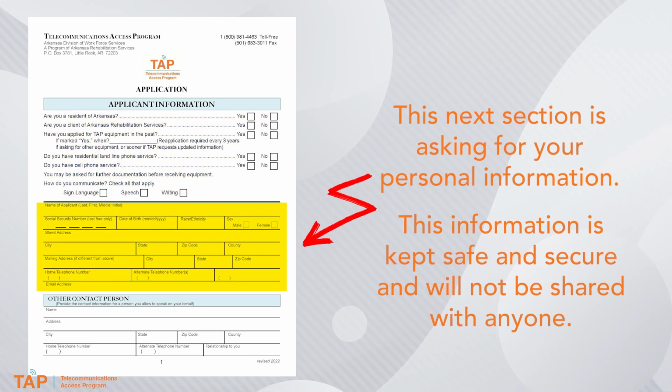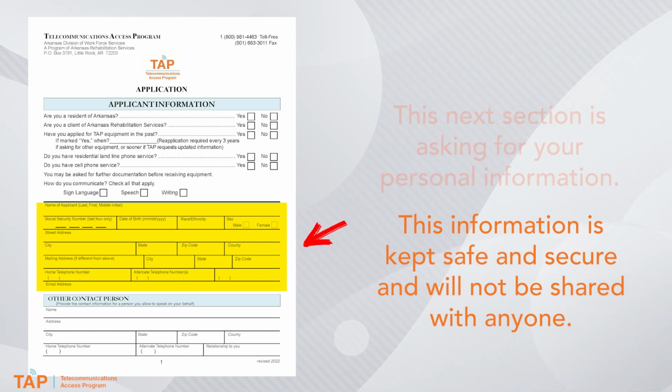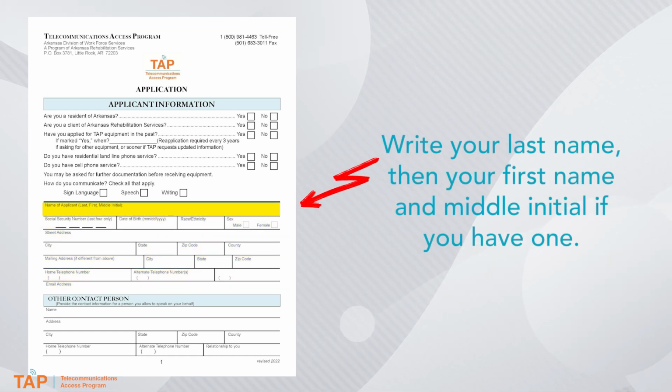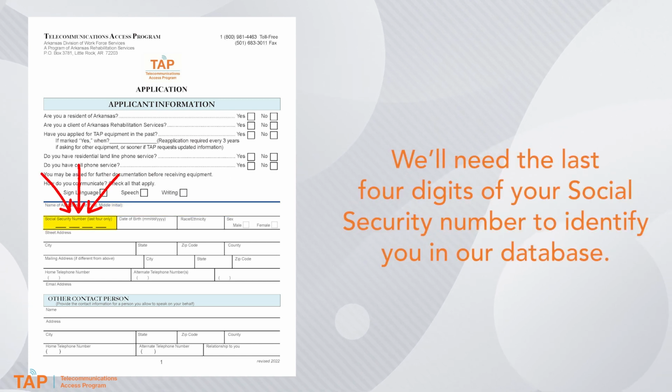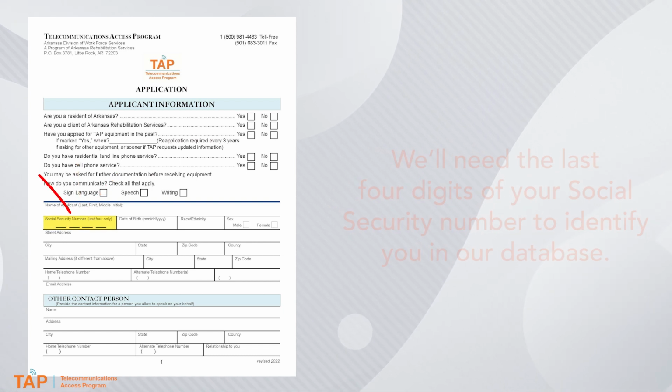This next section is asking for your personal information. This information is kept safe and secure and will not be shared with anyone. What is your name? Please write your last name, followed by your first name, and then your middle initial. What are the last 4 digits of your Social Security number? We only need the last 4. This helps us identify you in our computer database.